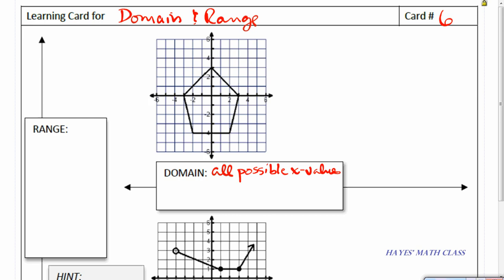Now notice I've got this arrow under here. It's going left to right. And that's the other thing. It runs from left to right. So how far to the left, how far to the right? And again, it's x values.